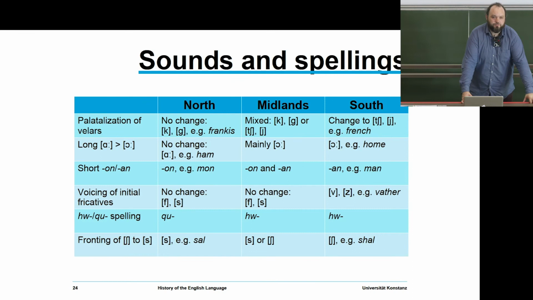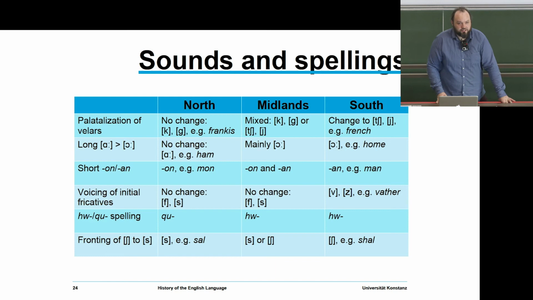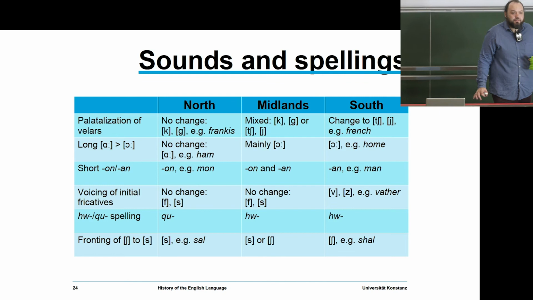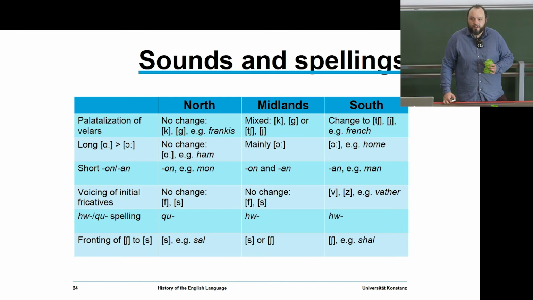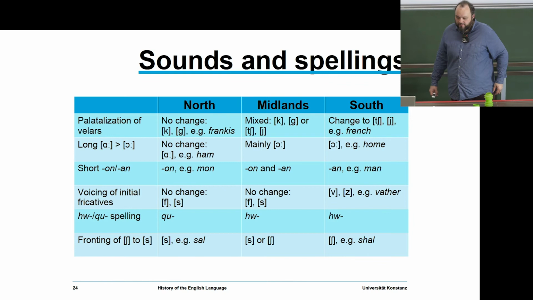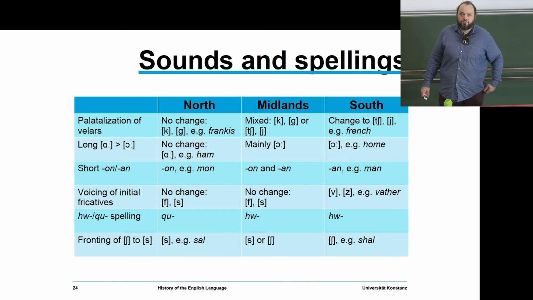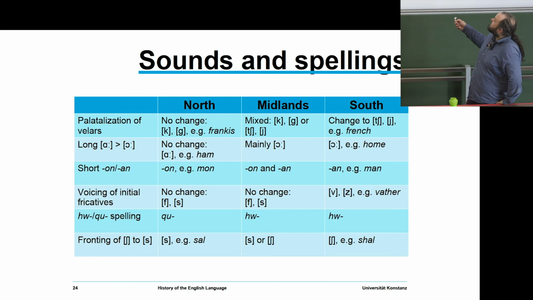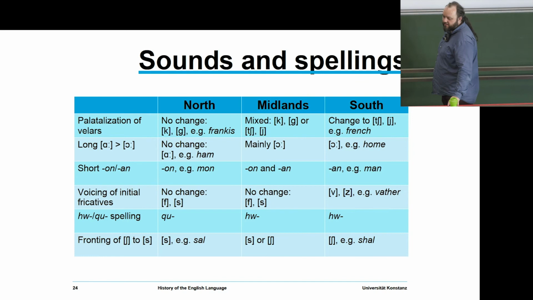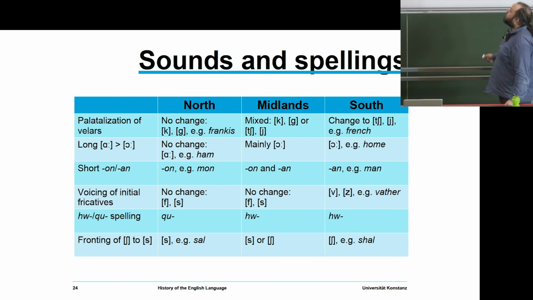So here's a table of some of the features that set apart the North, Midlands, and Southern varieties. In general, the Midlands are in the middle, so they behave like they're in the middle as well. It's harder to identify Midlands texts because usually they display a mixture of Northern and Southern features. So, palatalization of velars, which we've already discussed. The North doesn't really do palatalization, so a word like Frankis would be found in the North, corresponding to French with a ch. This palatalization happens only in the South, not in the North, and in the Midlands we find both.